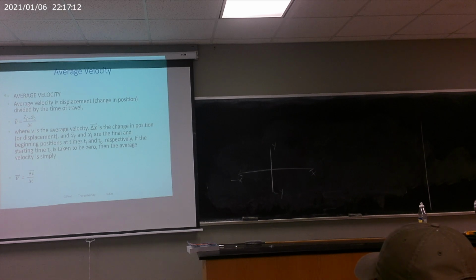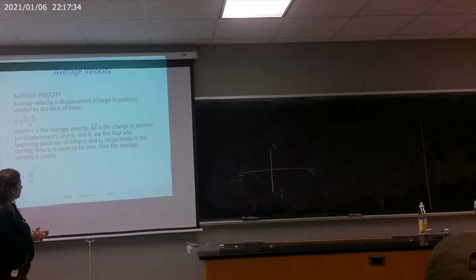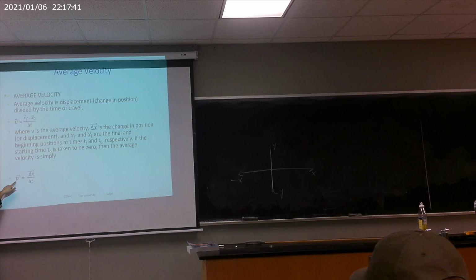Delta x is the change in position or displacement. xf and xi are the final and the initial position at time tf and t naught respectively. If the starting time t naught is taken to be 0, then the average velocity simply is delta x over delta t. This is displacement, this is total time passed, this is the average velocity, and it is a vector. A vector divided by a scalar gives you a vector.